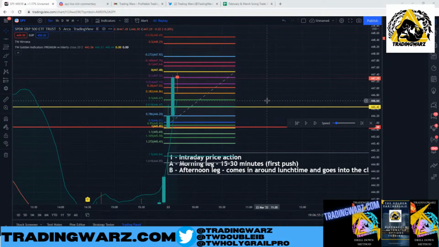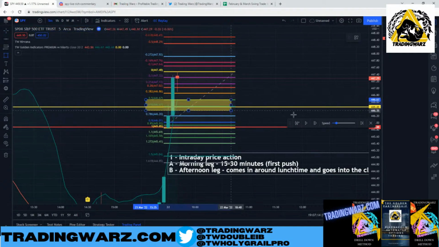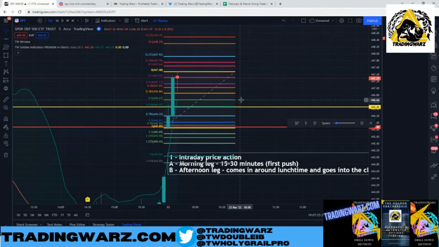So we are trying to get here on a pullback. Usually what you want to do with a fib is buy anywhere below this 50% line, and that's going to be a deal. Why would that be a deal? Because it's 50% cheaper. It's like going to the store and getting it 50% off. That's how I want you to think about it.